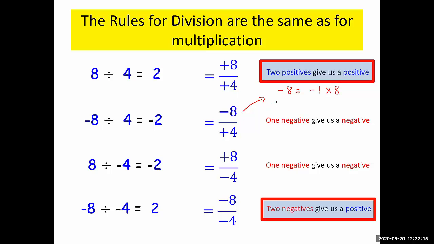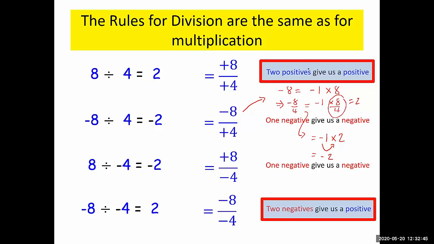So if I've got minus 8 over 4, I'm going to end up with minus 1 multiplied by 8 over 4. Now the 8 over 4 bit's easy. That's just back to 2 again. But I'm multiplying it by a minus 1. Equals minus 1 times 2. A minus times a plus will give me a minus. I end up with minus 2.